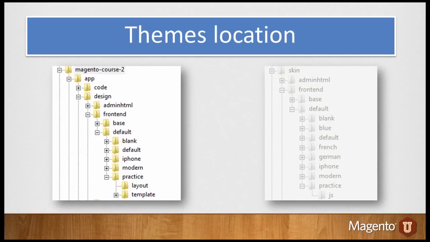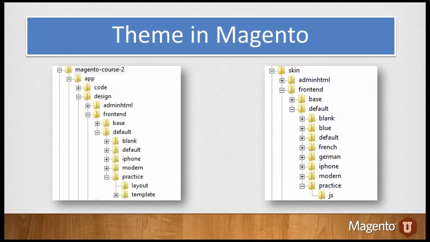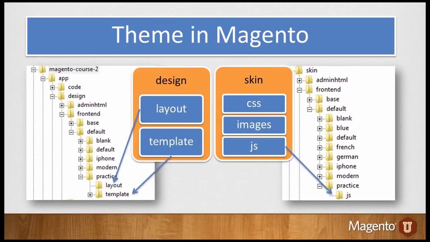We are already familiar with the concept of theme in Magento. We created our custom theme, Practice, and put all of our templates and layout update files there. Then, we did the same in the Skin folder. There, we created a folder named Practice for our custom JavaScript. You can now see that any theme consists of layout update files and templates in one place, namely the Design folder, and CSS, image, and JavaScript files in another place, namely the Skin folder. Despite the fact that these files are in different places, they all represent one theme.